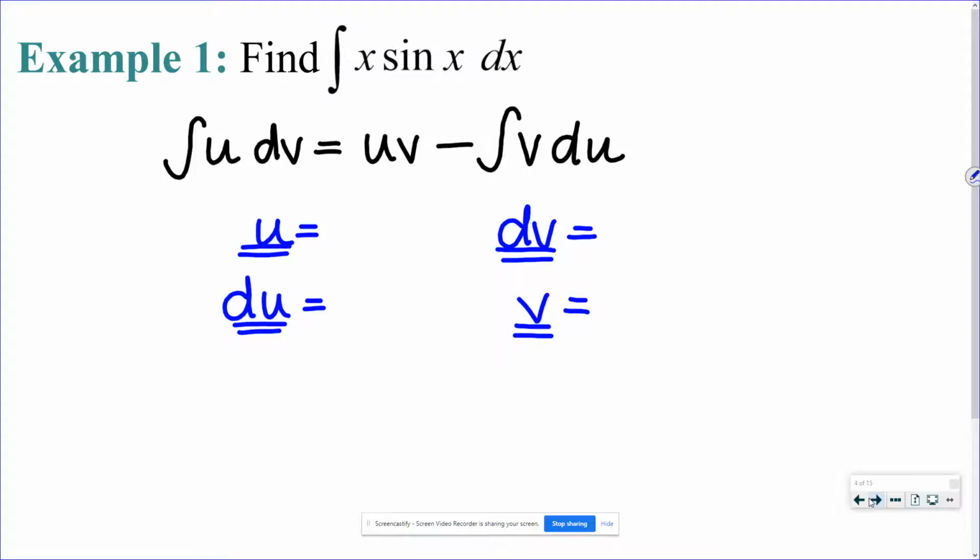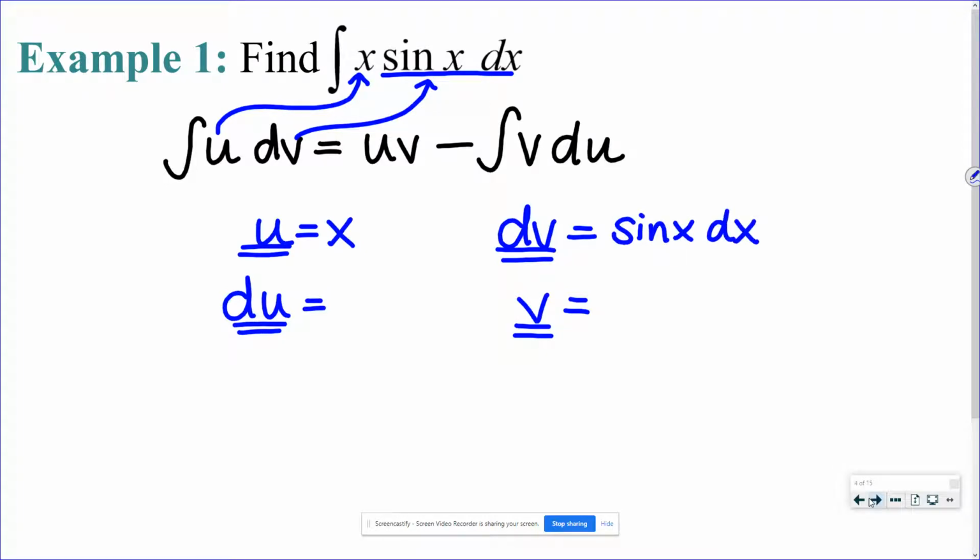So I'm going to choose x to be u, and I'm going to choose sine x dx to be dv. Okay, so I'm going to say let's have u be x, and dv is going to be sine x dx. So let's find our two missing pieces. That way we can plug everything into our integration by parts formula. So du would be the derivative of x, which is 1.